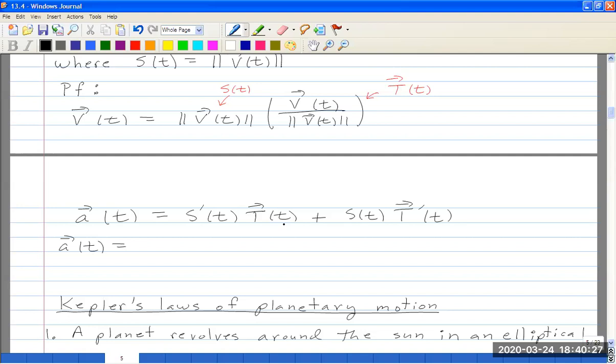Let me write this as follows. And so this can be written as the norm of t prime times t prime over the norm of t prime. But this is the normal.